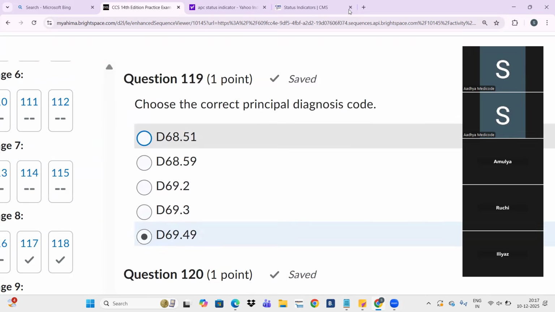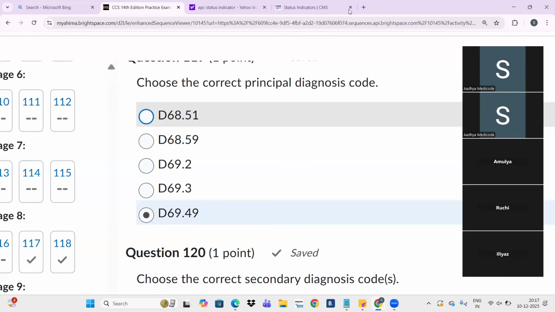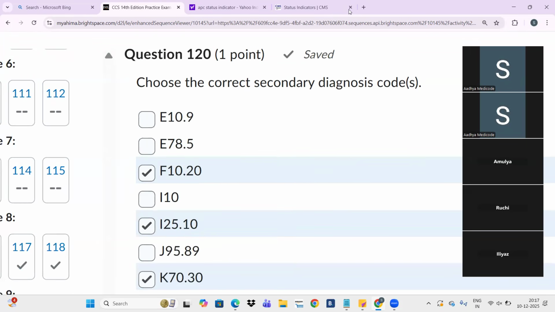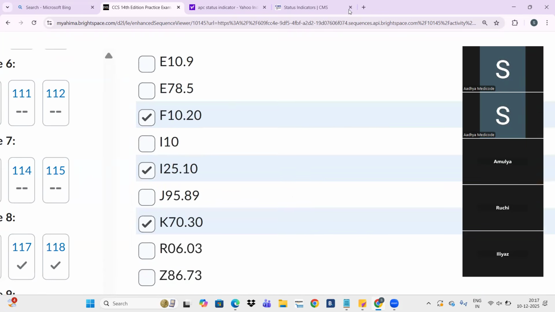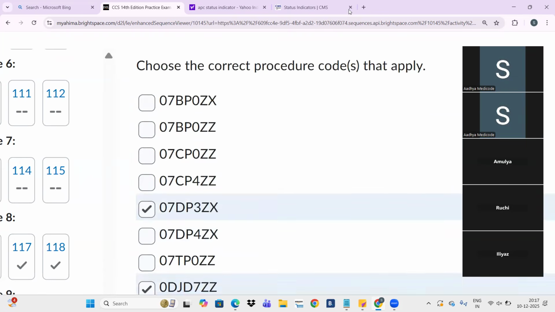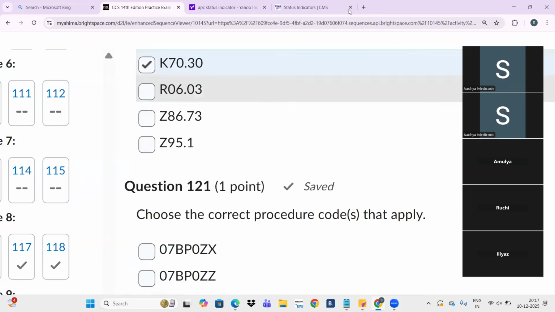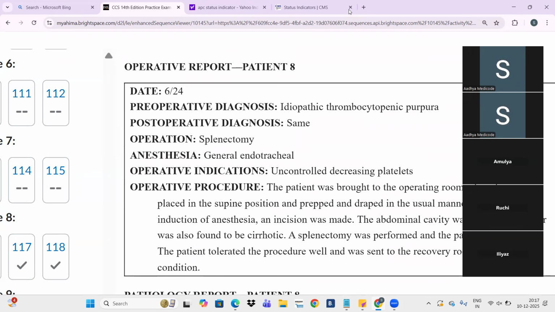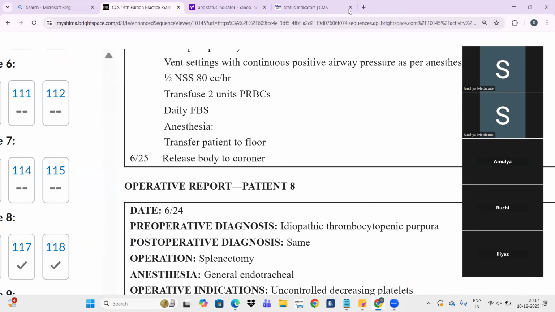Here you need to identify the PDX. Among these 5, one diagnosis should be the PDX. Then all the remaining ones we consider as SDX and select. Then you will get the procedure, and we need to select the procedure. Like this, for each case study, we will get 3 questions. We need to identify exact answers based on the documentation.